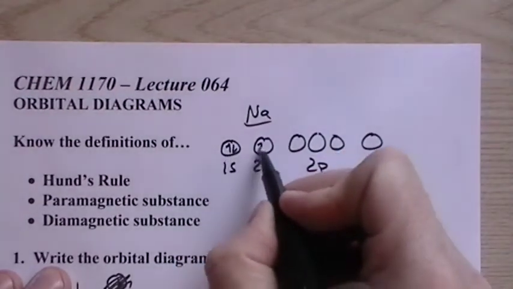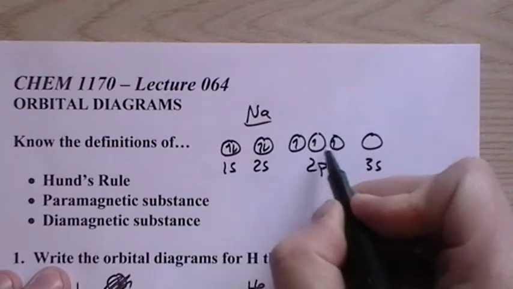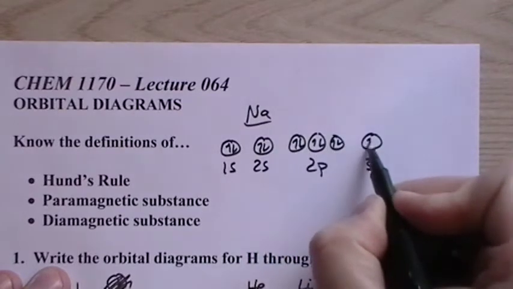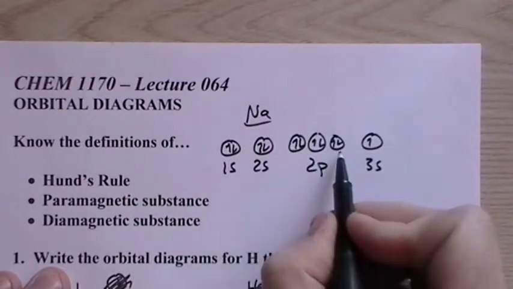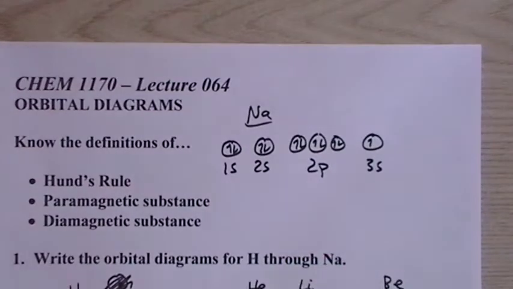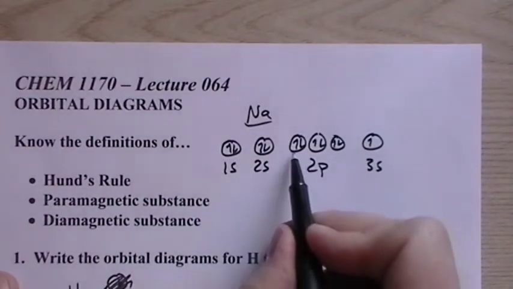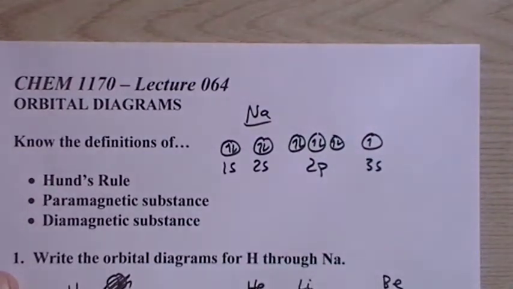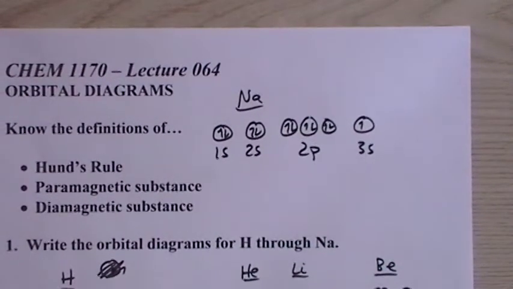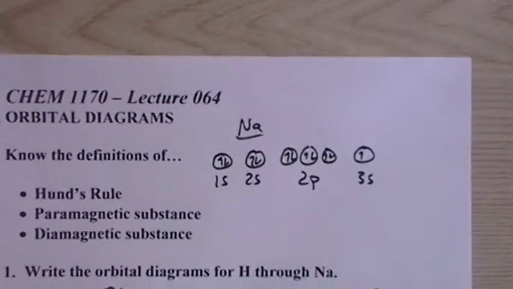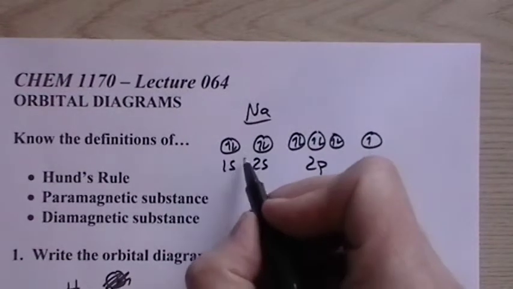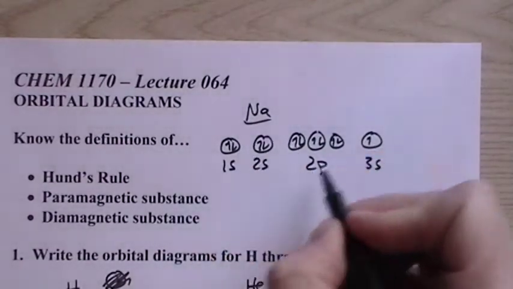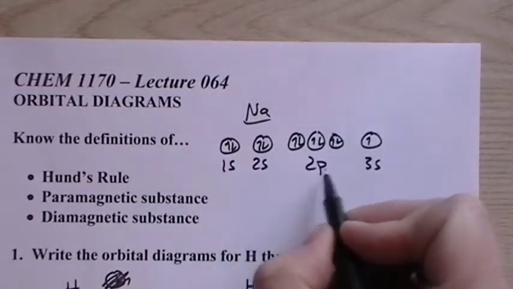So 1, 2, 3, 4, 5, 6, 7, 8, 9, 10, 11. Now notice I half filled them, then went back. You might as well get into that habit. Because if you just fill them, you could fill this one, and this one, and then move on. It's better to get in the habit of half filling them. Leads to fewer mistakes.